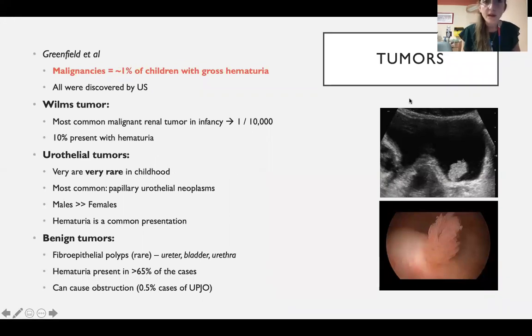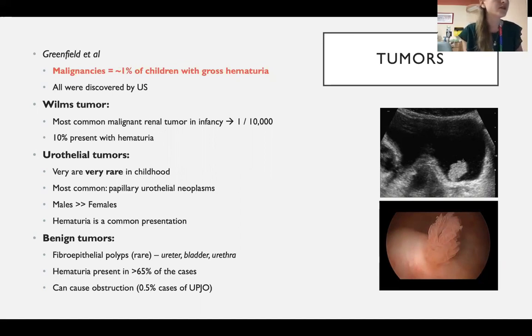Now moving on to tumors. As I mentioned before in the previous papers, tumors represent a very tiny but important cause of gross hematuria in children due to the consequences. As shown in multiple studies before, they only represent around 1% of the causes of gross hematuria in children. The two most common malignancies are Wilms tumors and urothelial tumors, in the context of hematuria, I mean.